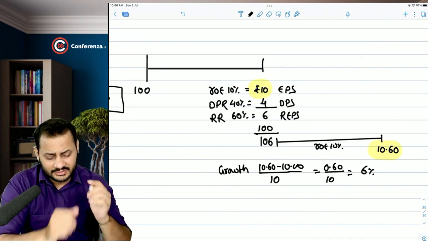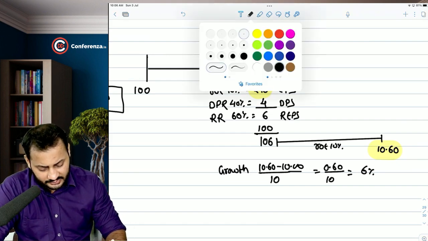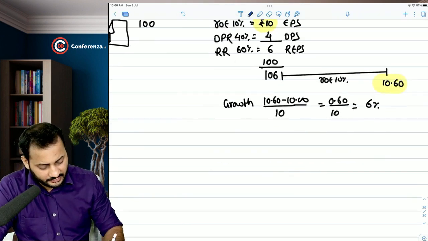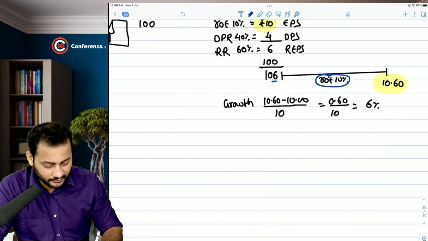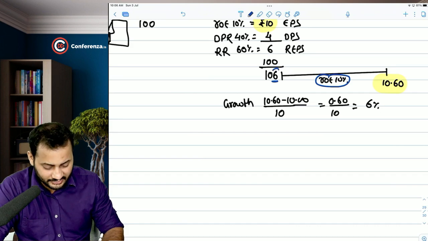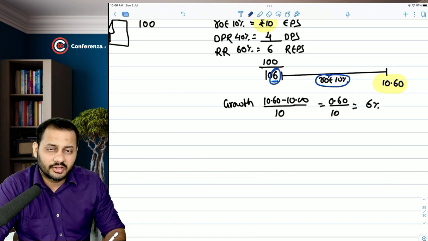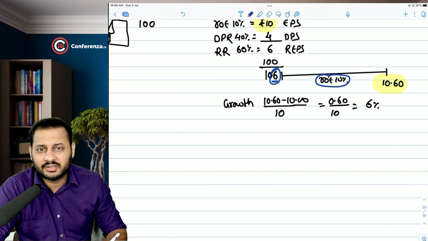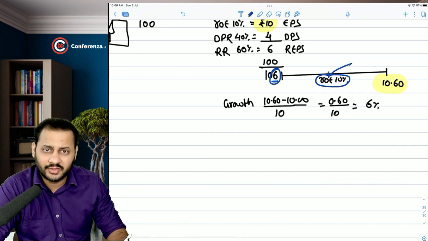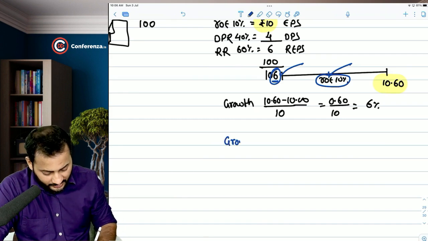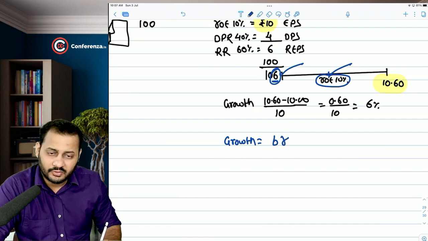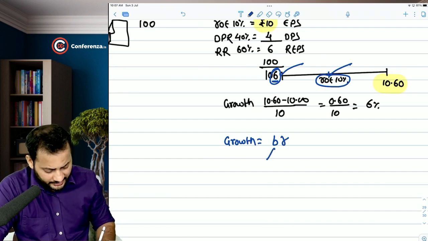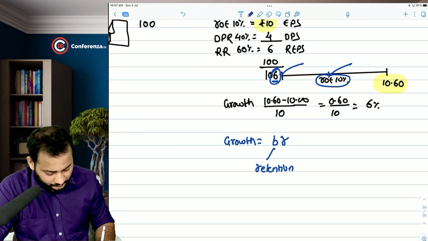Now you can clearly see how we calculated this. If you understand, this plays a major role, and that extra 60 paisa comes from the retained earnings, this 6 rupees. So there are two things which are important to calculate that 60 paisa. First is the return on equity and the second is the retained earnings. So another method to calculate the same growth rate is nothing but b into r. What is b and what is r, sir? b is the retention ratio.